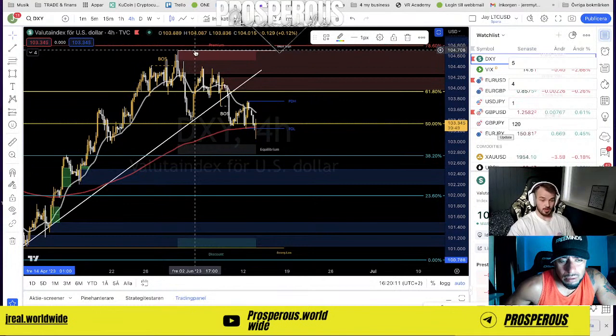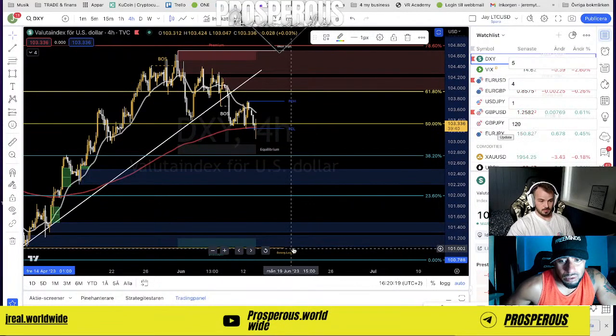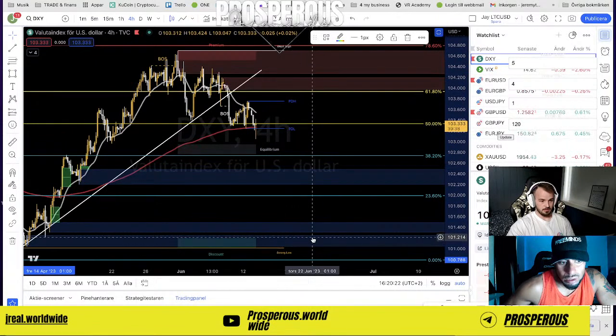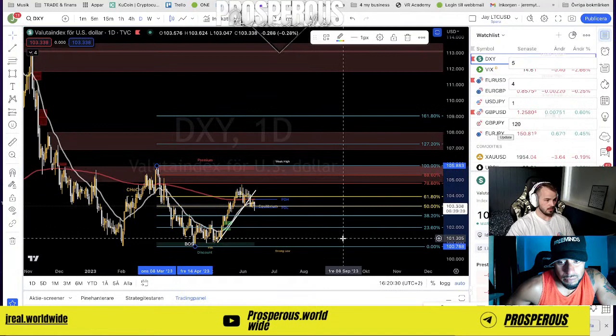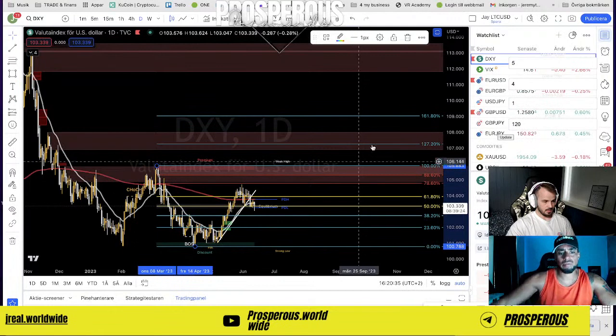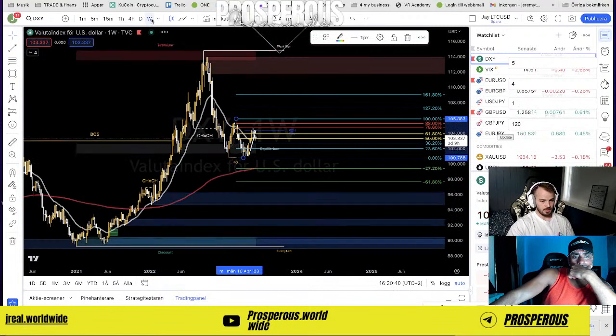I think the dollar will drop all the way down to 101.300 to test the lows, because that's where the last trend line is laying. On the daily you have a buy order block laying there, and that basically means it's retesting the trend line.